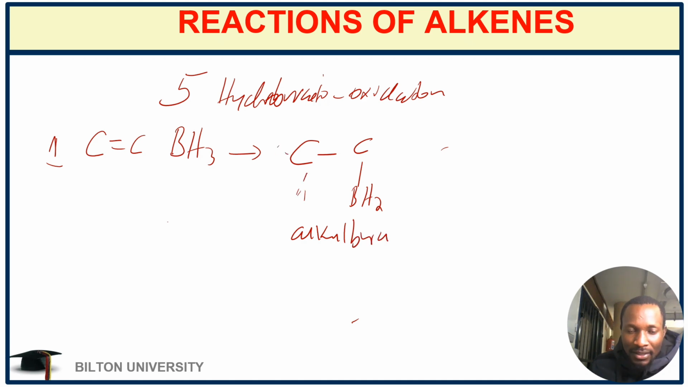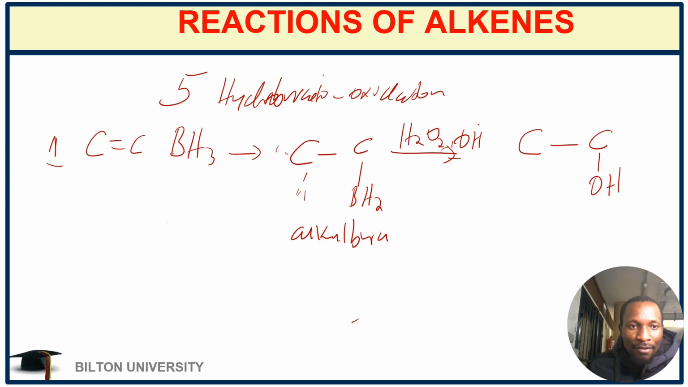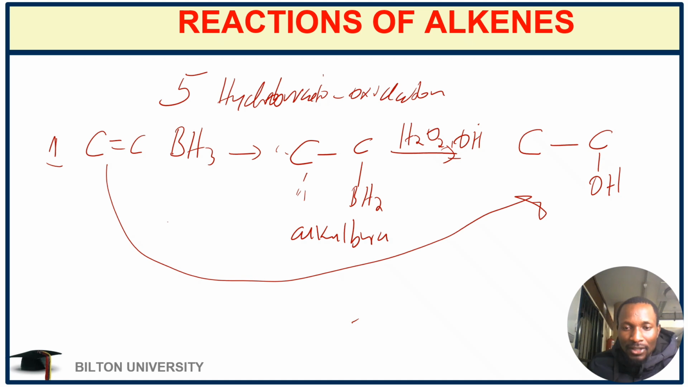Now after this is when we can do oxidation, let's say with hydrogen peroxide. When we perform oxidation, the OH is going to replace the BH, so we are going to have our OH. So we have converted this alkene into this alcohol through a process called hydroboration oxidation. Hydroboration oxidation is the process in which we can convert an alkene to an alcohol through alkyl borane.